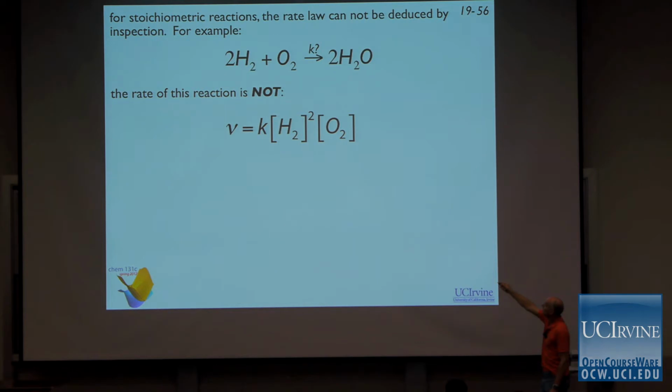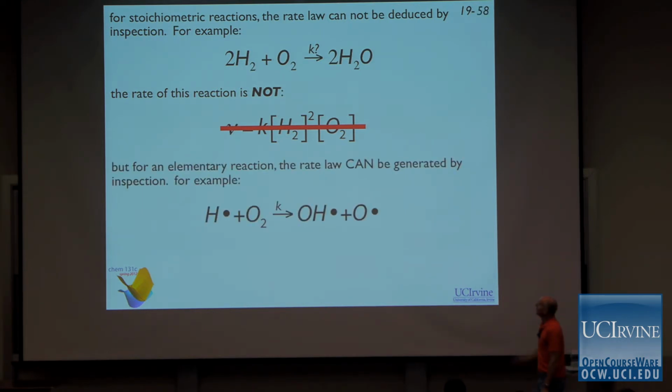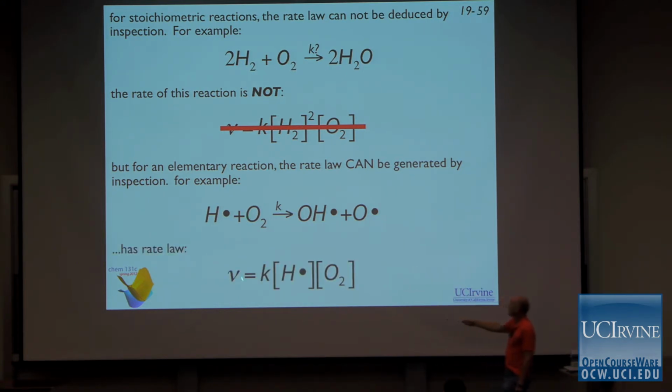And so it's tempting to say, oh, the rate of the reaction is just k times the concentration of hydrogen squared times the concentration of oxygen. No. That is untrue. Not even close to being true. But for an elementary reaction, the rate law can be generated by inspection. For example, if I look at this reaction right here, which I pulled out of the mechanism, the reaction rate is given by k times the concentration of hydrogen atoms times the concentration of oxygen.